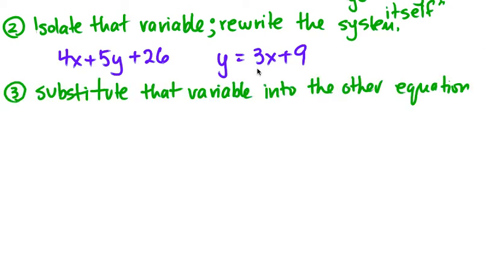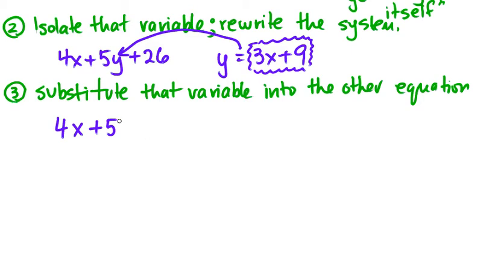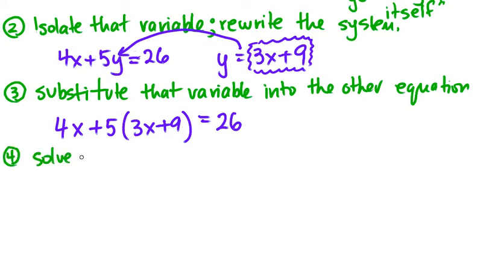What that looks like in this case is this 3x + 9 is going to get substituted in for where I saw a y in the other equation. The other equation was 4x + 5y, but now instead of y, I substitute in 3x + 9, just for that y. And that's not a plus sign, that was supposed to be an equals 26, so I carry that down and let it equal 26. So I substitute the variable into the other equation. Now I can solve for one variable because I have a new equation that only has one variable in it.